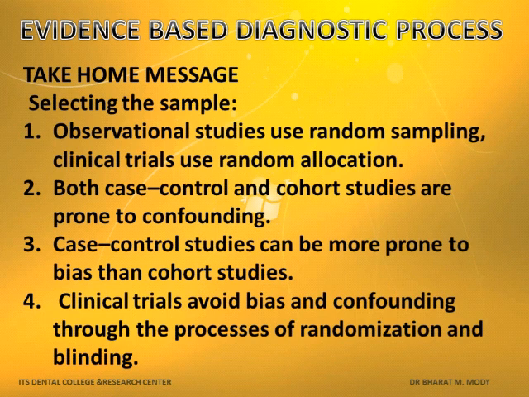So the take-home message is: observational studies use random sampling, clinical trials use random allocation. Both case control and cohort studies give you some confounding. Cohort is better than case control. Clinical trials avoid bias and confounding through randomization. So always try to go for randomization wherever possible. But if not possible, you can go ahead with cohort studies or case control. But you have to take it with a pinch of salt, because you know that there will be confounding effects.